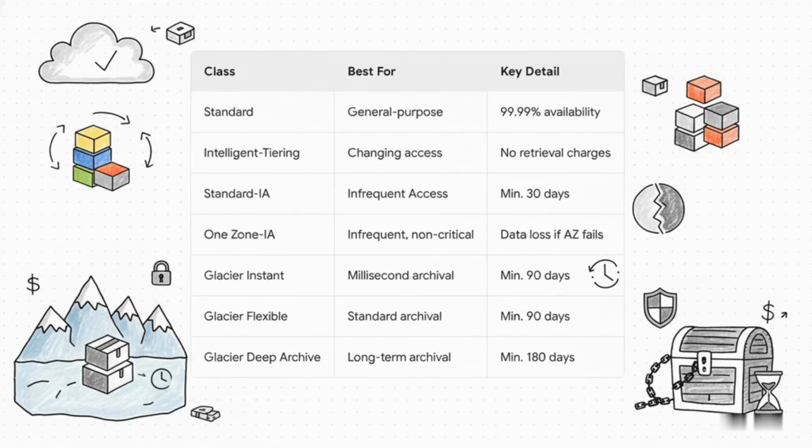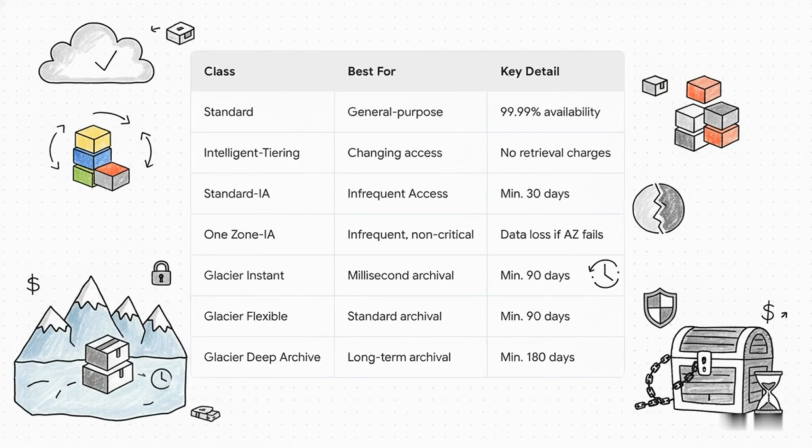At the top, you've got standard. Think of this as your go-to, your everyday storage for stuff you need all the time. It's fast, but it's also the most expensive. Then you've got things like standard IA or one zone IA. The IA stands for infrequent access. This is for data you don't need every day, and storing it is cheaper, but you pay a little bit to retrieve it. Then you get down to the Glacier tiers.